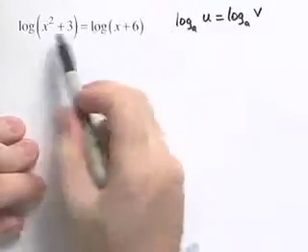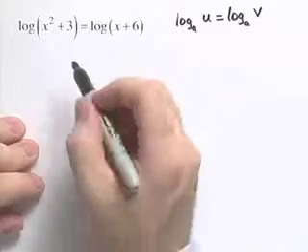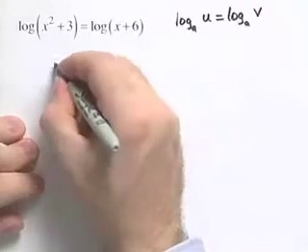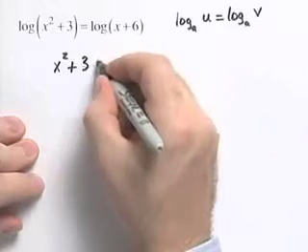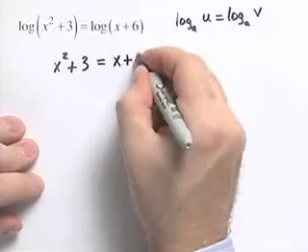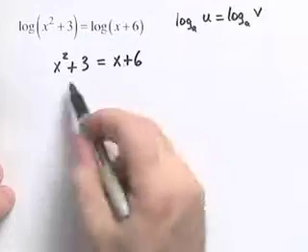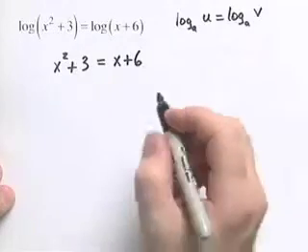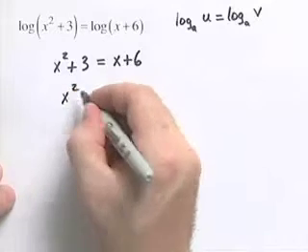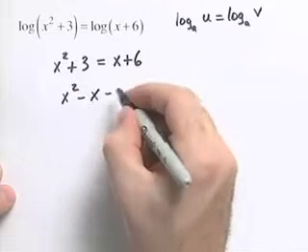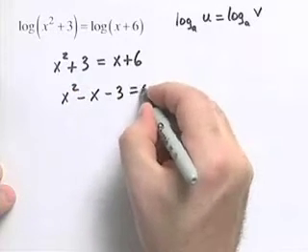In this case, we do have logs with the same base on both sides, so we can set these insides equal to each other and solve the resulting equation. We'll have x squared plus 3 equals x plus 6. We've got a quadratic equation now. We'll bring everything to the left side, let the right side equal 0. We'll have x squared minus x minus 3 is equal to 0.